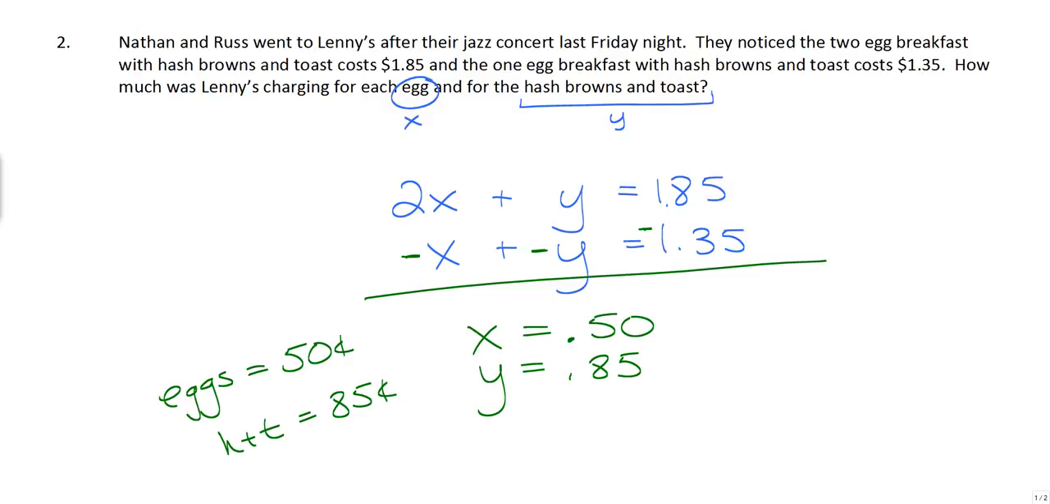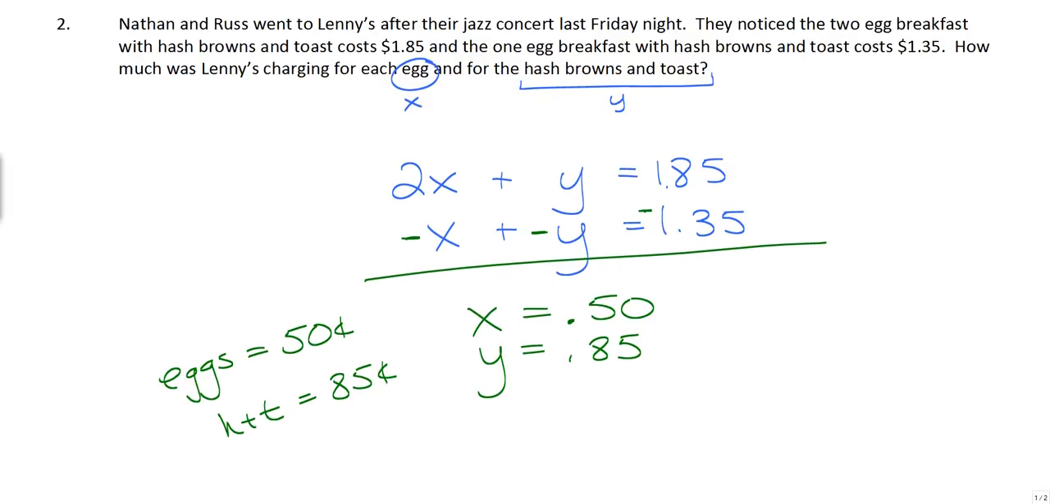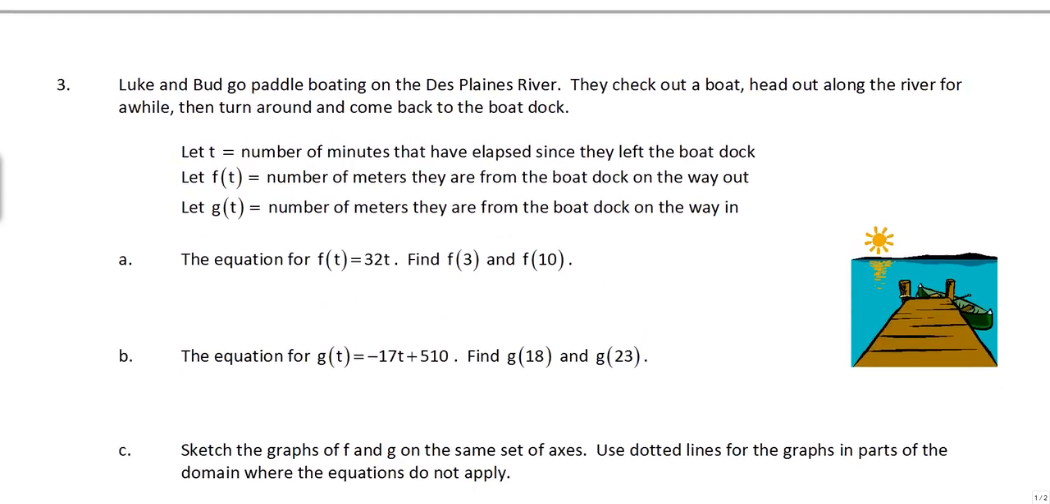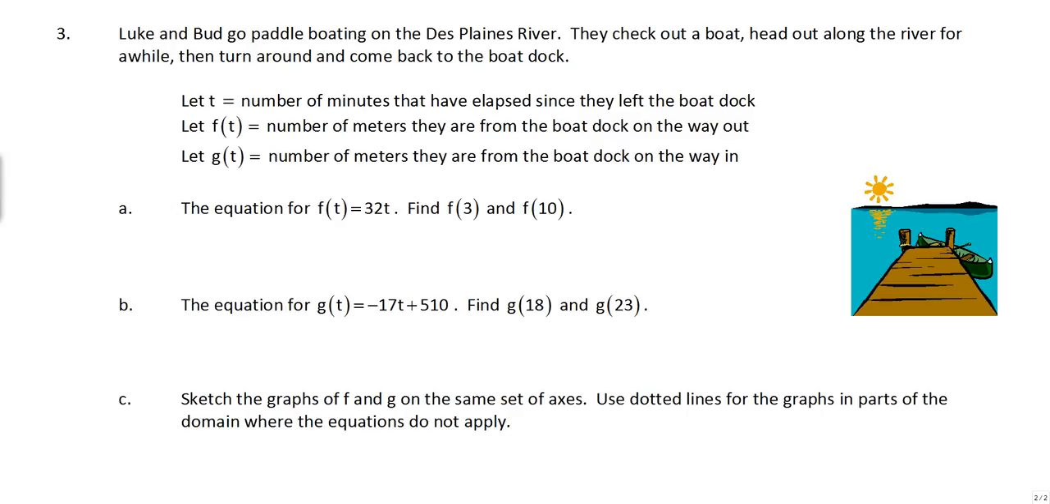Now those were two very easy, straightforward, simple two-variable word problems. Now we're going to spend a lot of time talking about a multi-step, big word problem. And in this one, Luke and Bud are going to go paddle boating down the Des Plaines River. They're going to head out for a while, and then they're going to turn around and come back. Now, we're going to have two equations set up.